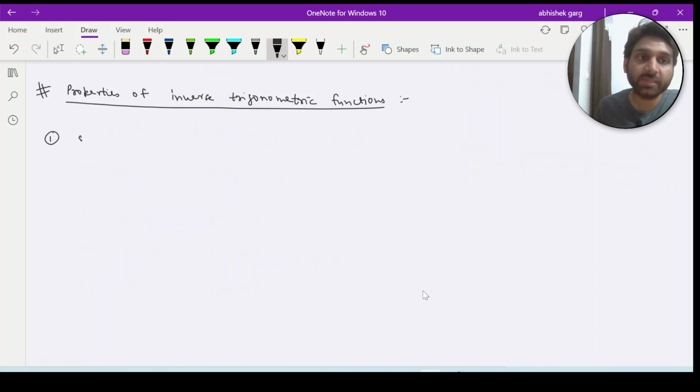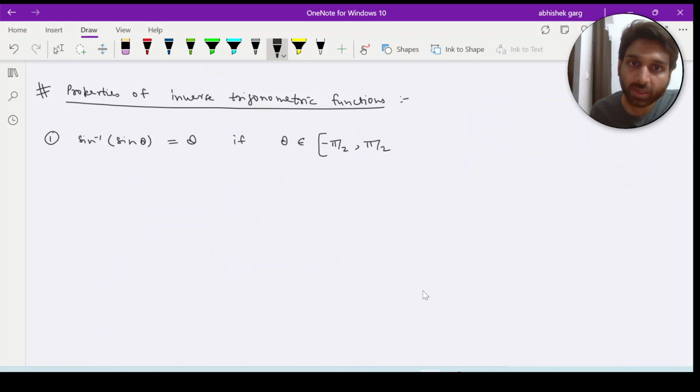So the first property is sine inverse sine theta. If you ever come across sine inverse sine theta, then this will be simply equal to theta. But this is only true if theta belongs to the interval minus pi by 2 to pi by 2, and it must be the closed interval. You will realize that this is the same interval which is actually the range of sine inverse function, right? Sine inverse sine theta is equal to theta if theta belongs to this interval.